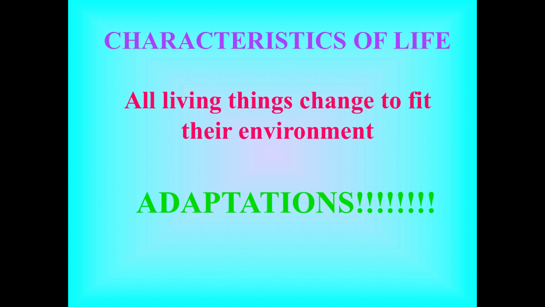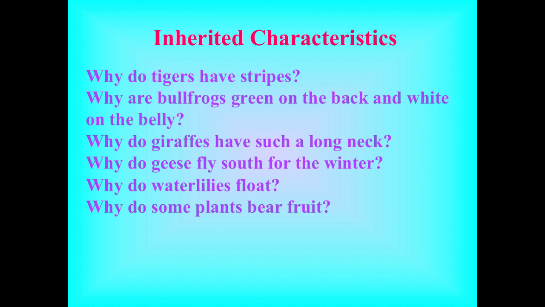All right, guys, so today we're going to finally be done with cells and we're going to start getting into adaptations in animals. So remember, the same is true for plants, that all living things change to fit their environment. And this change is called adaptation. So there are inherited characteristics, like why do tigers have stripes? Why are bullfrogs green? All these inherited characteristics come from our DNA, which we now know is stored in the nucleus. These inherited characteristics are passed on from our parents and the combination that they create.